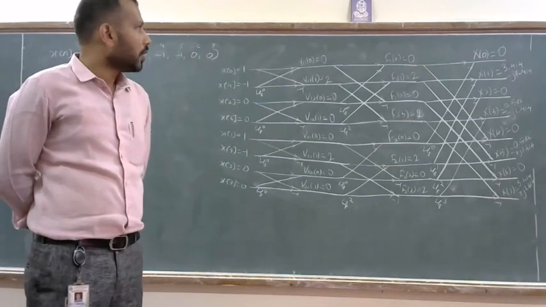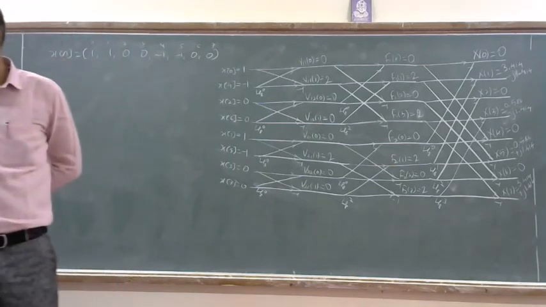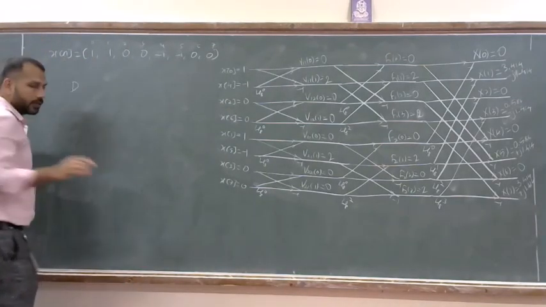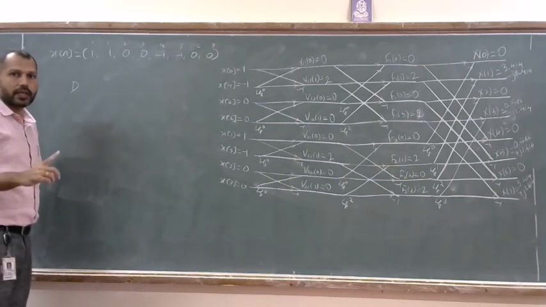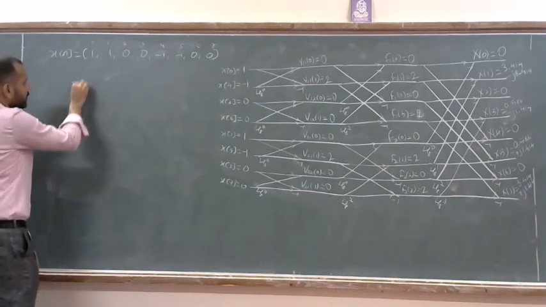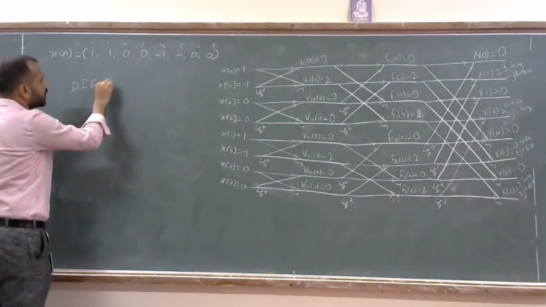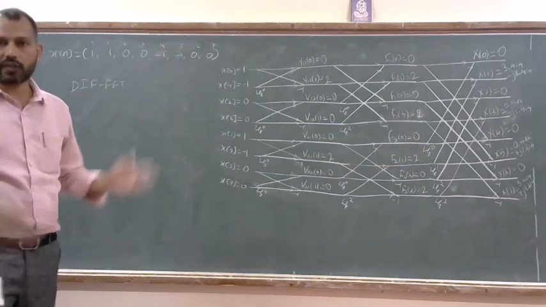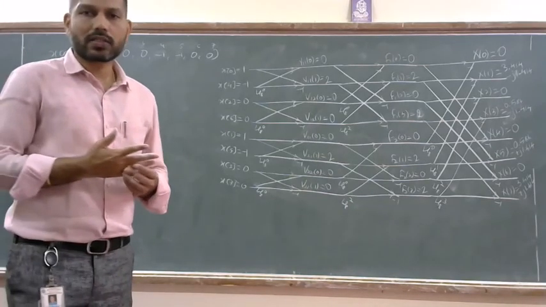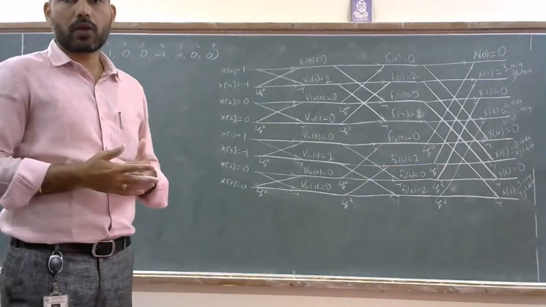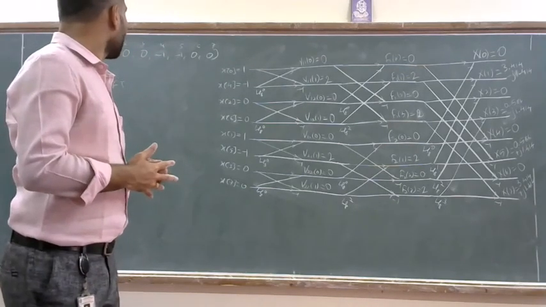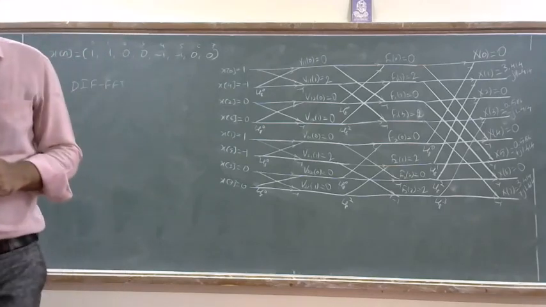Okay. Now in the next class, we'll be starting with the second classification in the radix-2 algorithm, that is the DIF FFT algorithm, which stands for decimation in frequency fast Fourier transform, which is exactly the reverse of this. What are the methodologies, and how will we develop the signal flow graph? We'll go through that in the next class. Okay. Any doubts? Any questions?